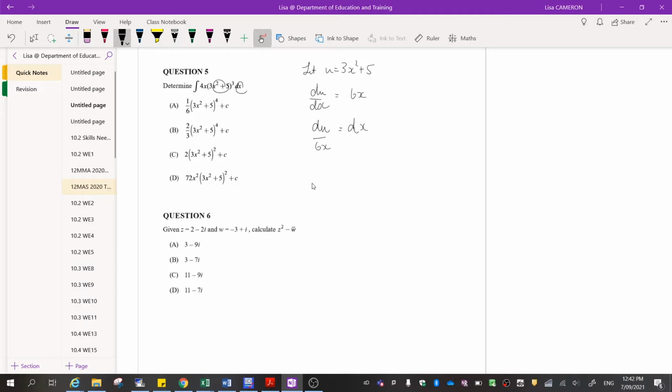So we're going to be integrating 4x u to the power of 3 with respect to u over 6x, which means this one can cancel that one.